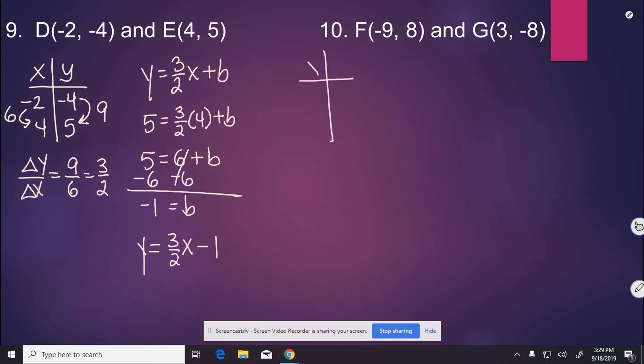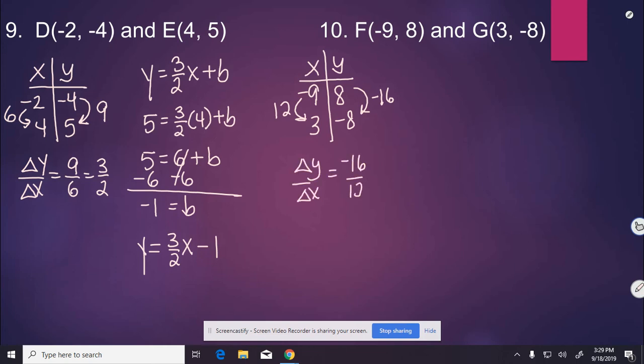For number 10, set up our table. Our first coordinate, F, is negative 9, 8. Second, G, is 3, negative 8. 8 to negative 8 is going down 16. Negative 9 to 3 is going up 12, making my slope negative 16 twelfths. Now, 16 and 12 are both divisible by 4, so that's going to be negative 4 thirds.